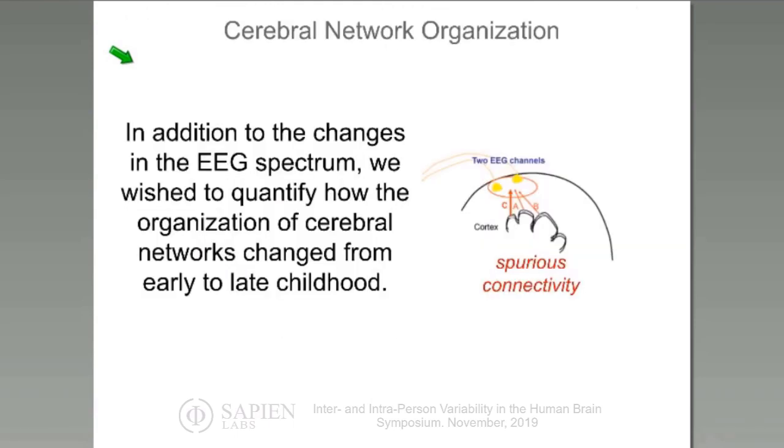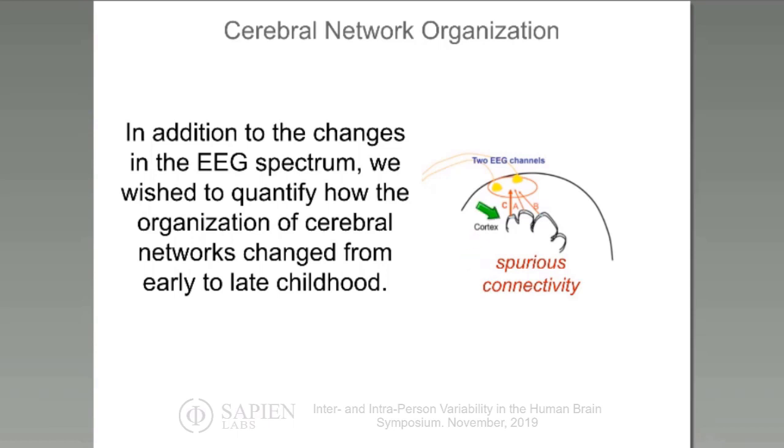Okay, so the next thing we looked at was the organization of cortical networks, so functional connectivity networks. In addition to the changes in the EEG power spectrum that we just spoke about, we wanted to look at how the architecture, the topology of these networks changes during this same developmental time period. Now, as many of you will know, inferring functional connectivity on the basis of scalp EEG is a tricky business, a controversial business.